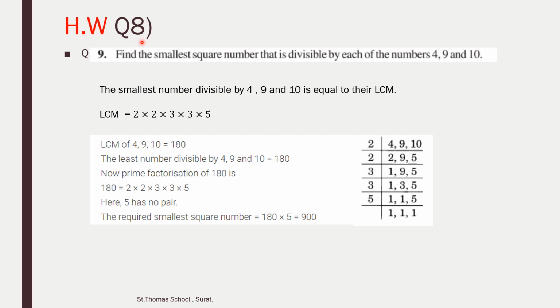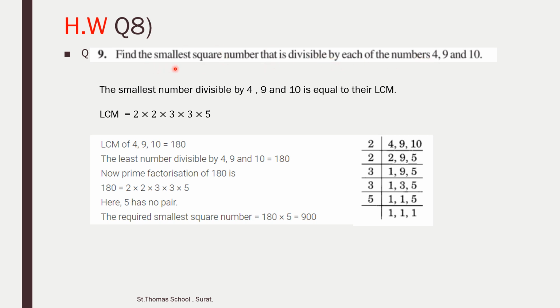Question number 8. You can do it as homework. Same like question number 7. Question number 9. Find the smallest square number that is divisible by each of the numbers 4, 9, 10. You have to find the smallest square number which is divisible by 4, 9 and 10.